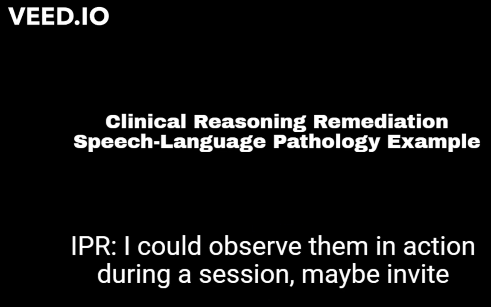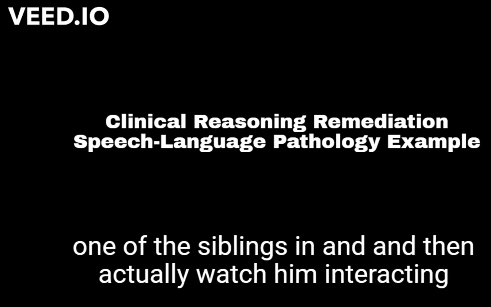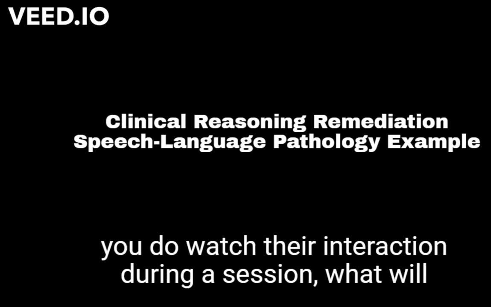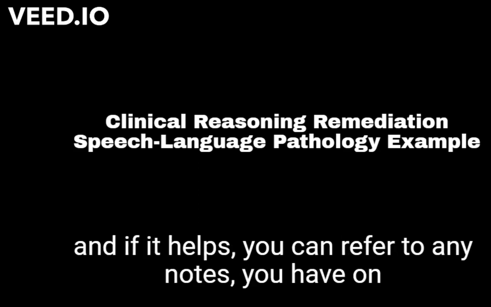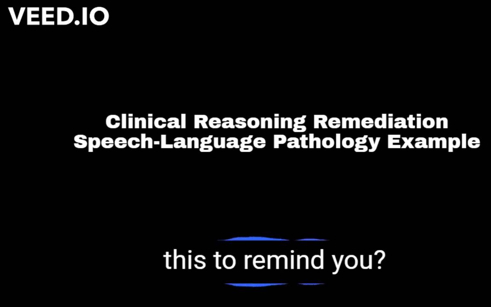I could observe them in action during a session, maybe invite one of the siblings in and then actually watch him interacting with each of them. That would be maybe good. Yeah, that sounds like a really great idea. Okay, so when you have these additional speech samples, if you do watch their interaction during a session, what will this tell you? How could you analyze the samples? And if it helps, you can refer to any notes you have on this to remind you.